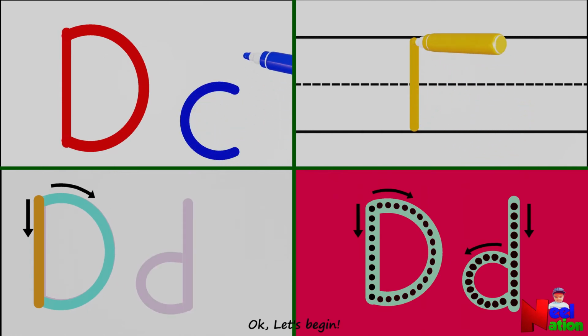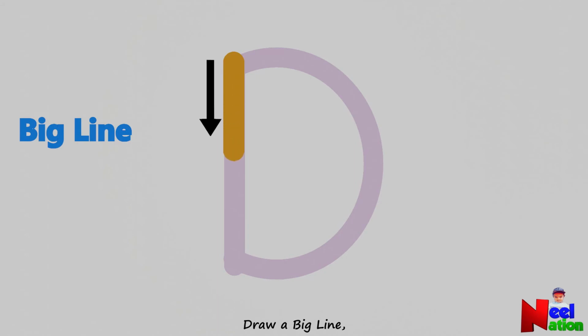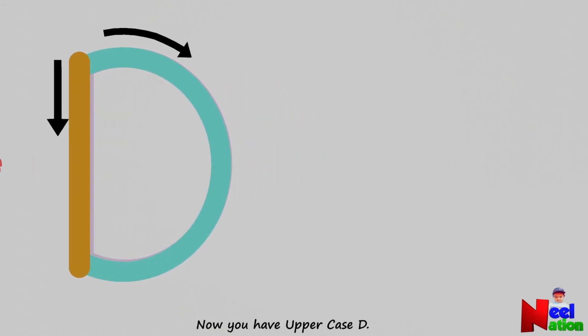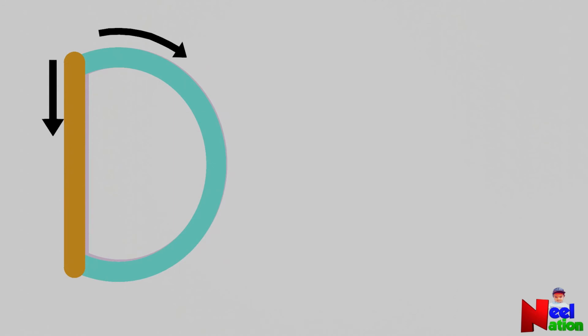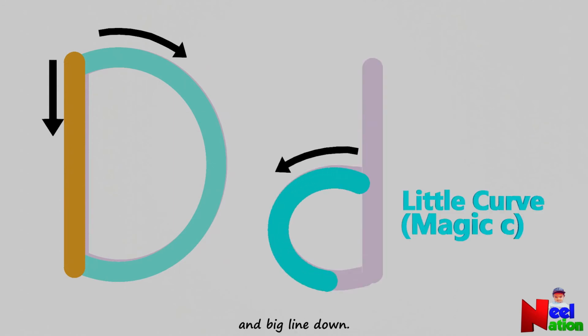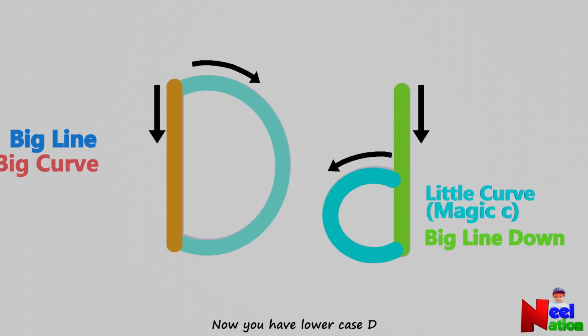Hey kids, let's learn to write letter D. Okay, let's begin. Draw a big line and then draw a big curve. Now you have uppercase D. Then draw a little curve and big line down. Now you have lowercase d.